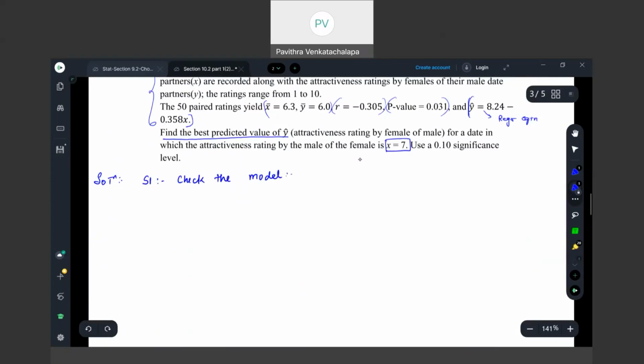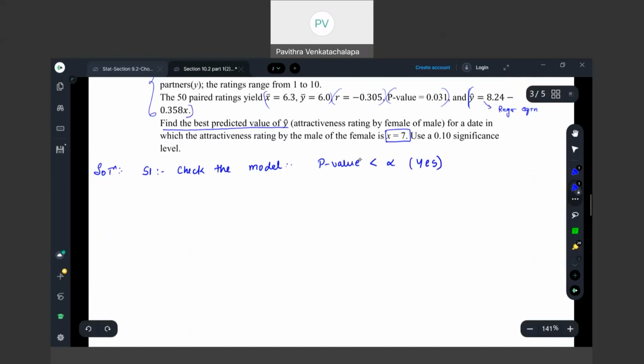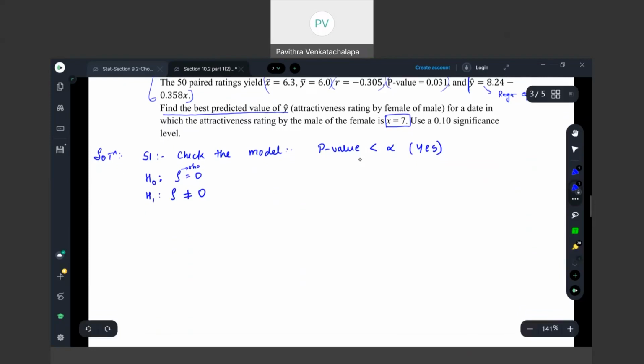Now, how can I check? If your p-value is less than alpha, then we'll say yes, it is a good model. Okay. Now, just as a procedure, we will write the null and alternative hypothesis. H0: rho equal to 0, because it is a correlation, so we denote that by rho. This is called rho. And H1: rho is not equal to 0.